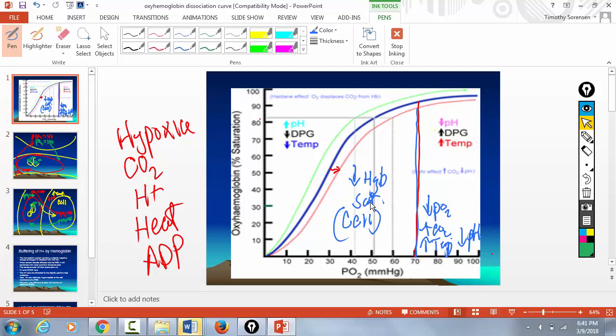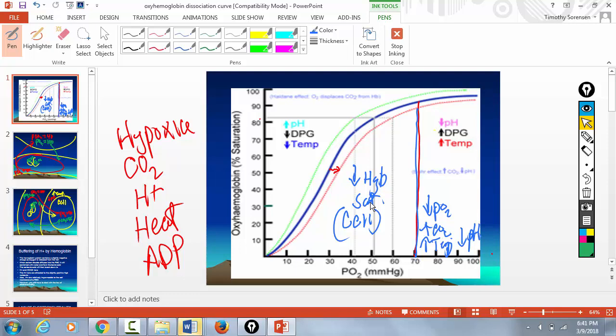When you get a fever all over, right? So the blood's gonna be warm all over. So what is that gonna do? That's gonna shift the curve to the right, and that means that oxygen will not be able to bind to the iron on hemoglobin in the lungs. So the overall saturation of the hemoglobin is going to be lower.